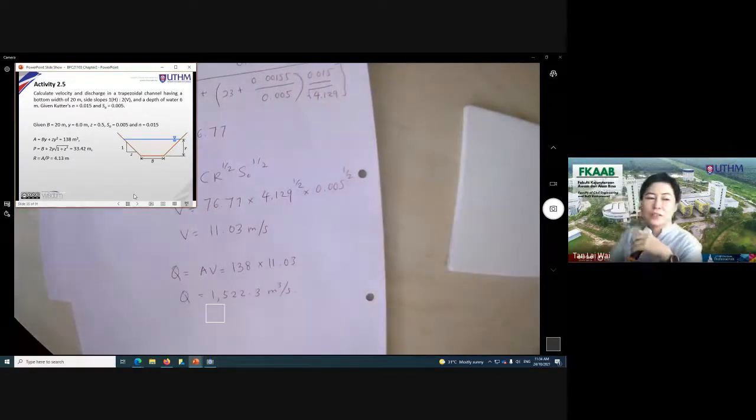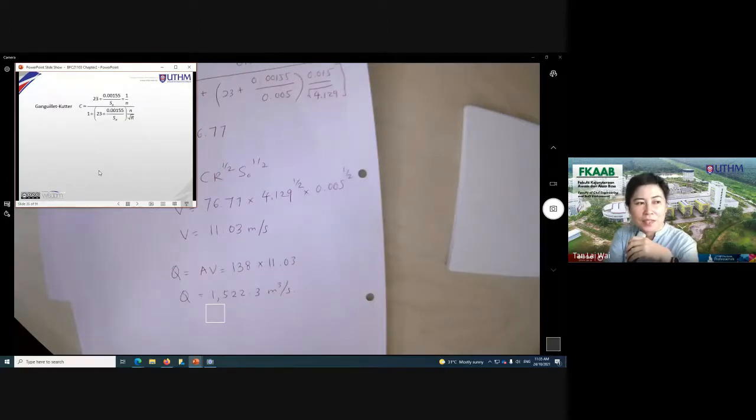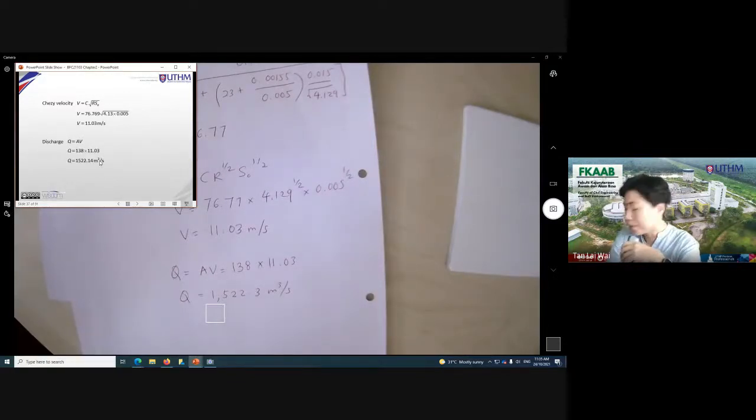All right, so you got it. You have found the way. That means if I give you Kutter, you need to solve for the Chezy roughness coefficient first. Then you can continue solving for velocity and discharge. Okay, so this is the one. Yep, correct.